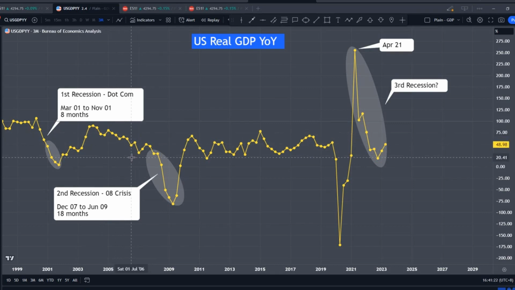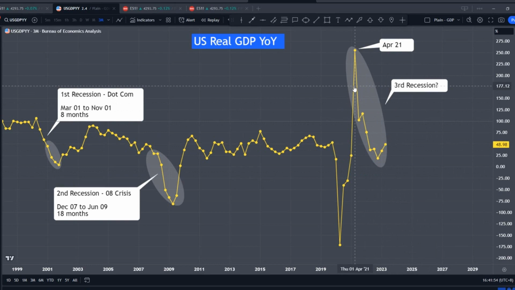The whole idea I'm trying to point out is that the GDP peaked about half a year before this 8-month recession. In the '08 crisis, the GDP peaked more than 2 years before it entered the recession. And interestingly, in April 2021 the GDP peaked, and now it seems that the whole GDP is on a downtrend. So what does it mean?